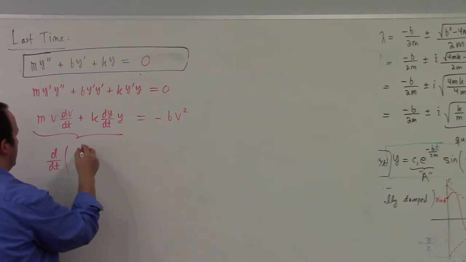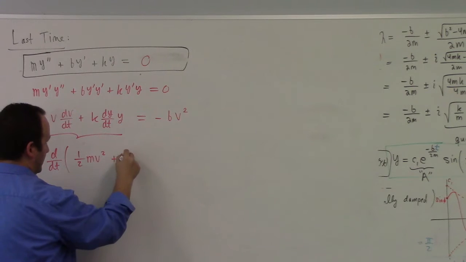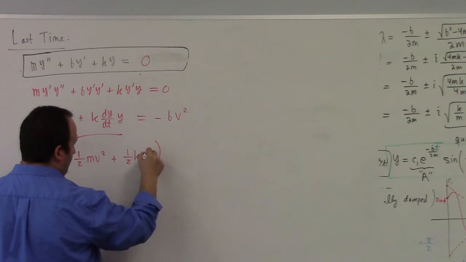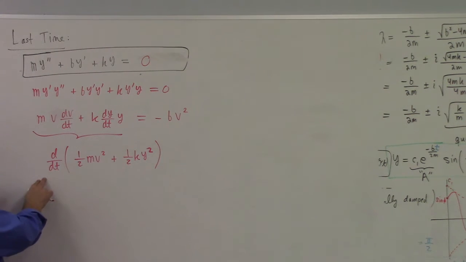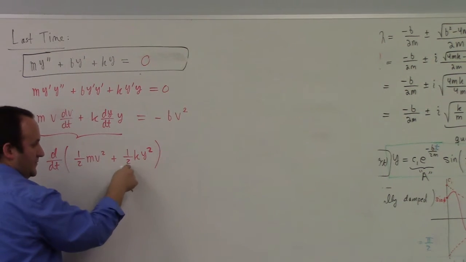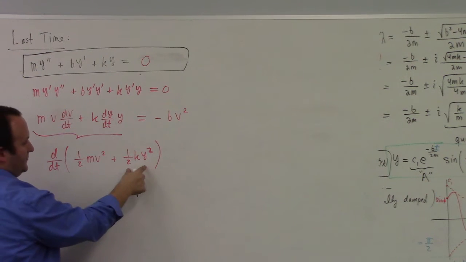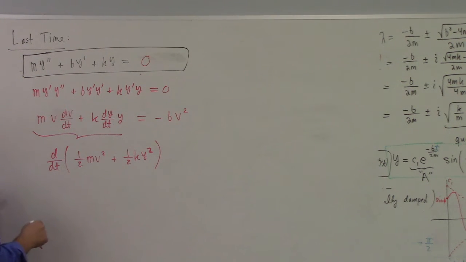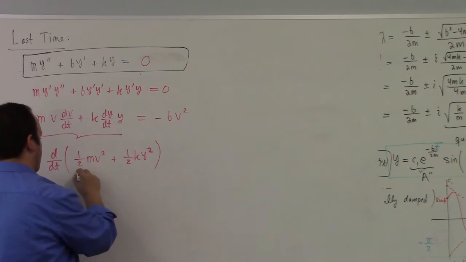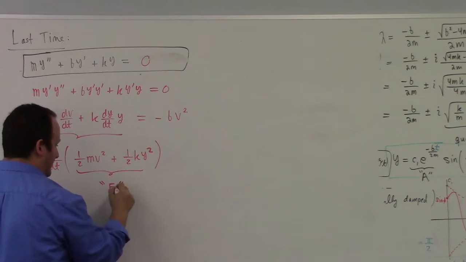For this one, you can rewrite this as 1/2 mv squared plus 1/2 ky squared. If you differentiate this with respect to time, the chain rule gives you ky times 2, the 2 cancels the half, and then dy/dt. That's exactly what we have up here. So chain rule differentiating gets you back to here. This is the total mechanical energy, ignoring the friction term, right? So this is sort of energy in a sense.